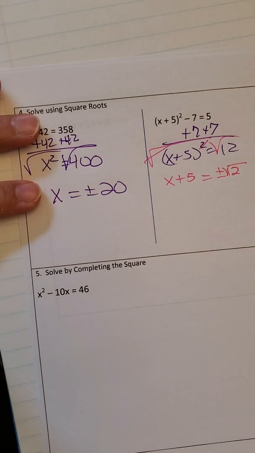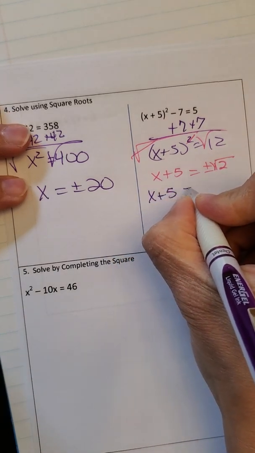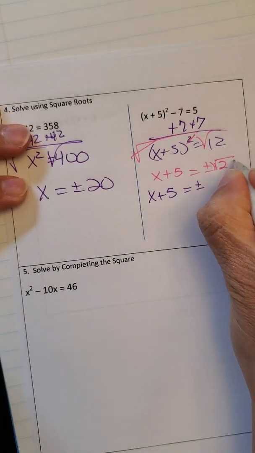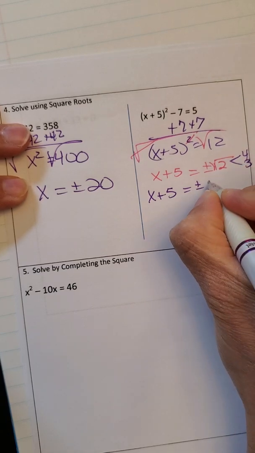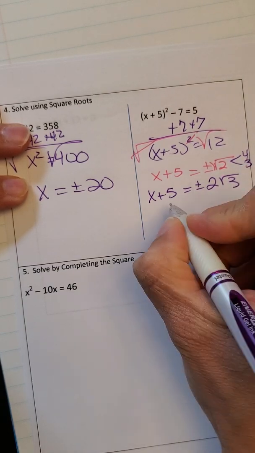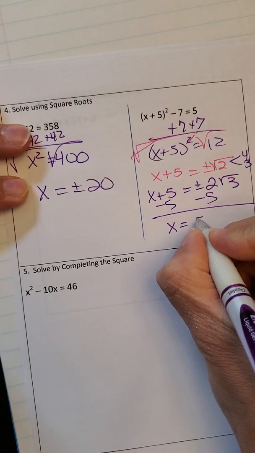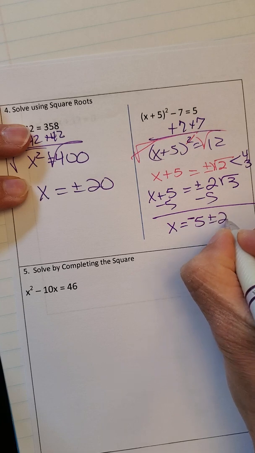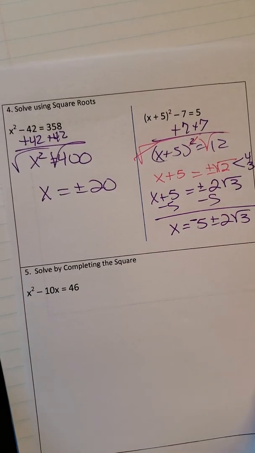But remember, we want to get it into simplest radical form. So before I move the 5 over, I'm just going to do that. 12 is 4 times 3, and 4 is a perfect square. So I know it's going to be 2 square roots of 3. And then I'll subtract 5 from both sides. So my final exact answer would be negative 5 plus or minus 2 square roots of 3. We're not going to round. We're just using the exact answer.